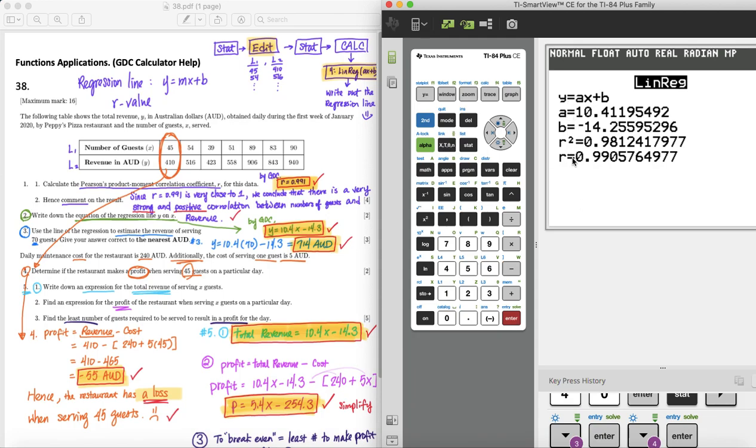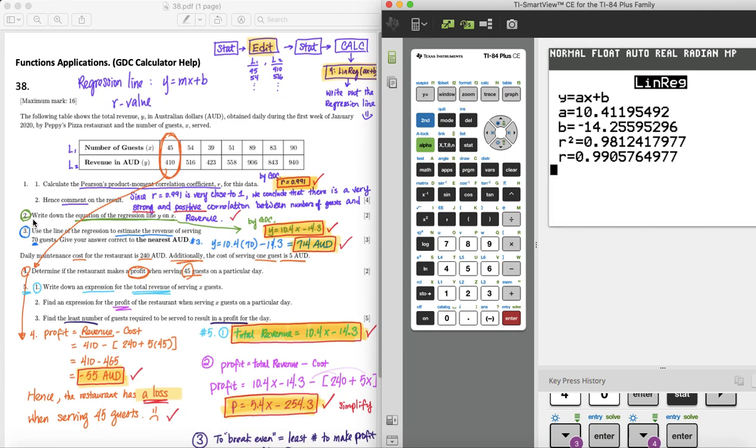Ooh la la. Now you see my R value. It's right here, rounded to 0.991. Perfect. So what will be the comment about the R value? It's very close to 1, and it's also positive. So the comment will be: since the R value is equal to 0.991, which is very close to 1, we conclude that there is a very strong and positive correlation between the number of guests and the revenue, which means the more guests we serve, the more money we make. Okay, and that's to do with the fancy calculator.